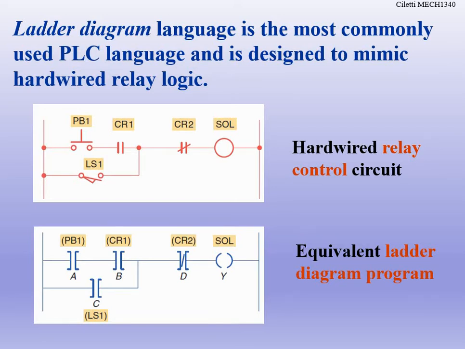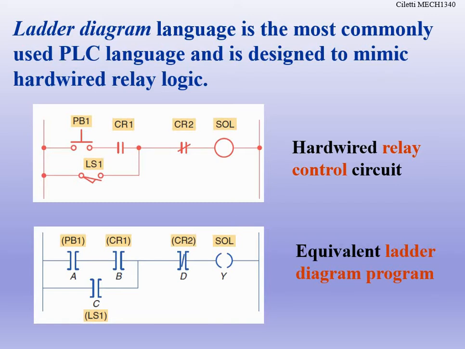Okay, but when we look at the difference here, the drawing at the top is not how it goes into ladder logic. That's called the hardwired relay control circuit. So that's how it looks in the field. You have a push button 1, control relay 1, limit switch 1, control relay 2. That relates to the ladder program, however. So hardwired versus ladder logic.